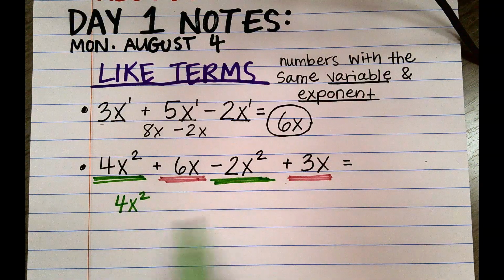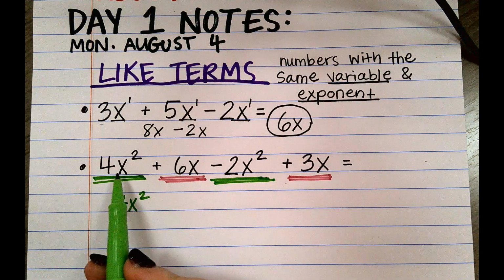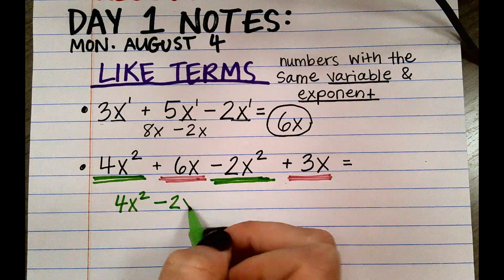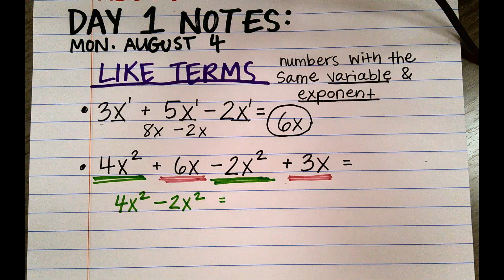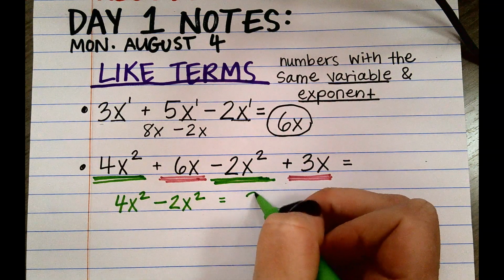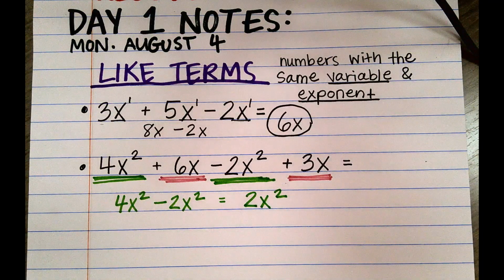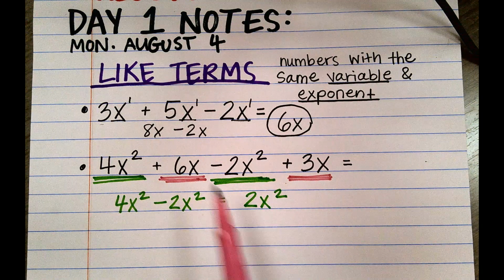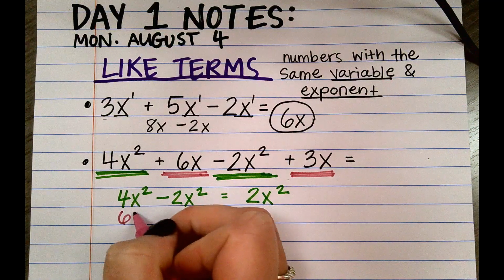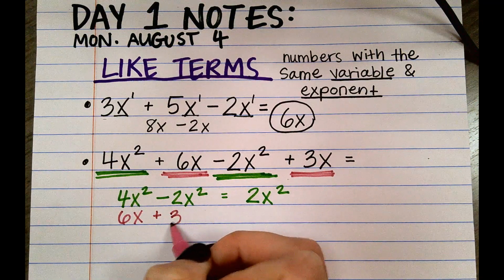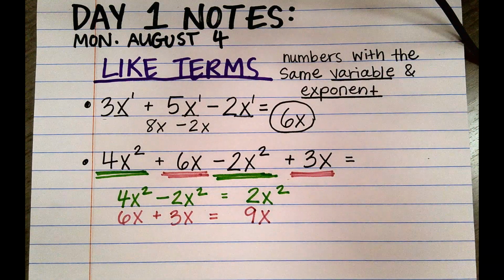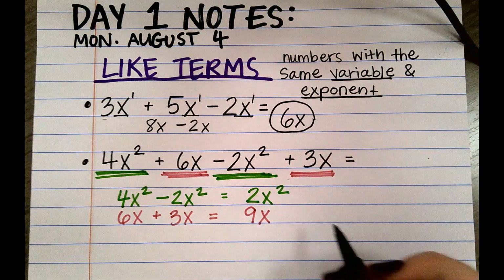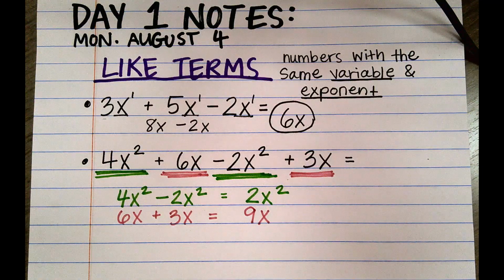Yeah, okay, so let's bring down the like terms. Let's combine the like terms. 4x squared minus 2x squared. Okay, and what would that give me? Positive 2x. Yes, 4 minus 2, just positive 2x squared. And now what? You bring down 6x plus 3x. 6x plus 3x. And 9x. Good. So, I have 2x squared. And I have 9x. What would my full simplified expression be?